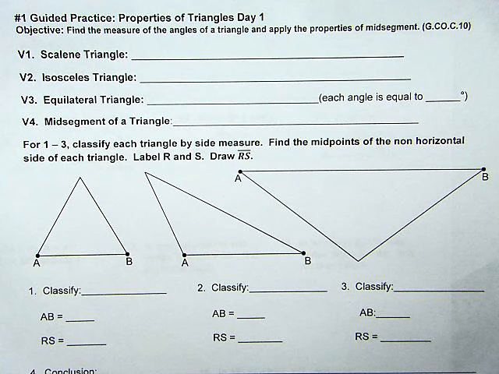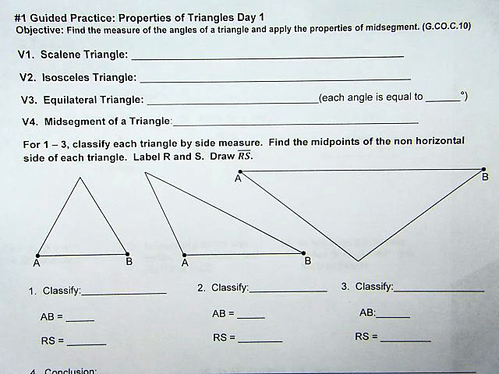So we're now going to start Unit 5, which is about triangles. And this is the very first guided practice for Unit 5, Properties of Triangles, Day 1. The objective today is to find the measure of the angles of a triangle and apply the properties of midsegments.